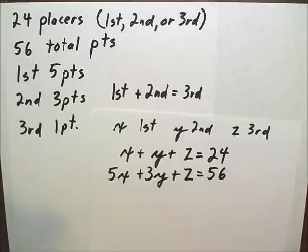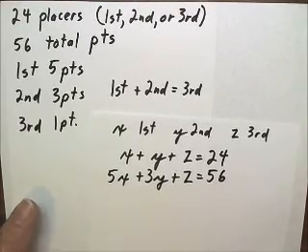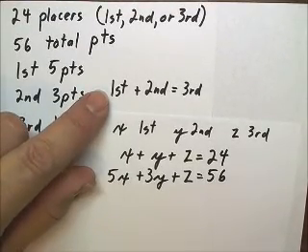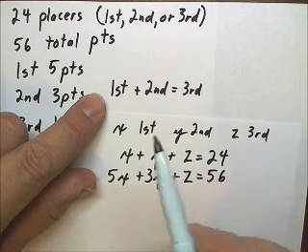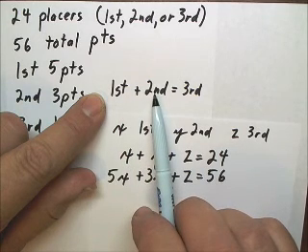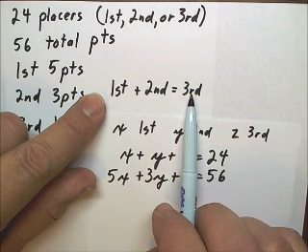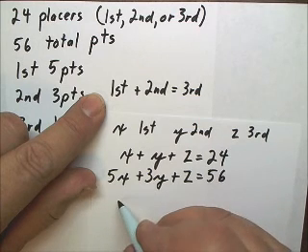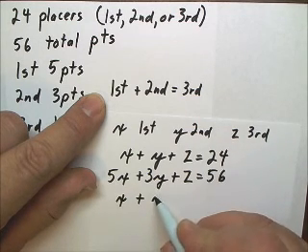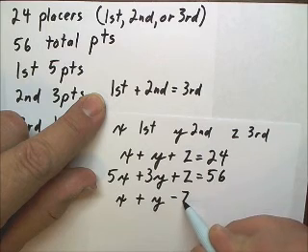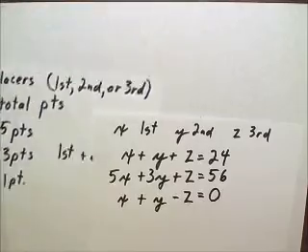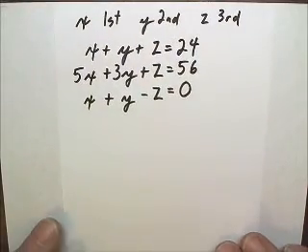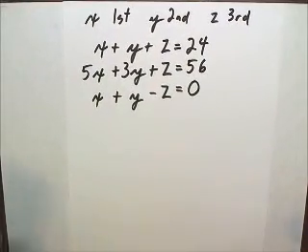And let's see, I still need one more equation. And here it says the first plus the second equals the thirds. So that means if I add the first and the seconds and I subtract the thirds, I get 0. So that's x plus y minus z equals 0. Okay, now I have my three equations and three unknowns, and I'm ready to try to solve this system.